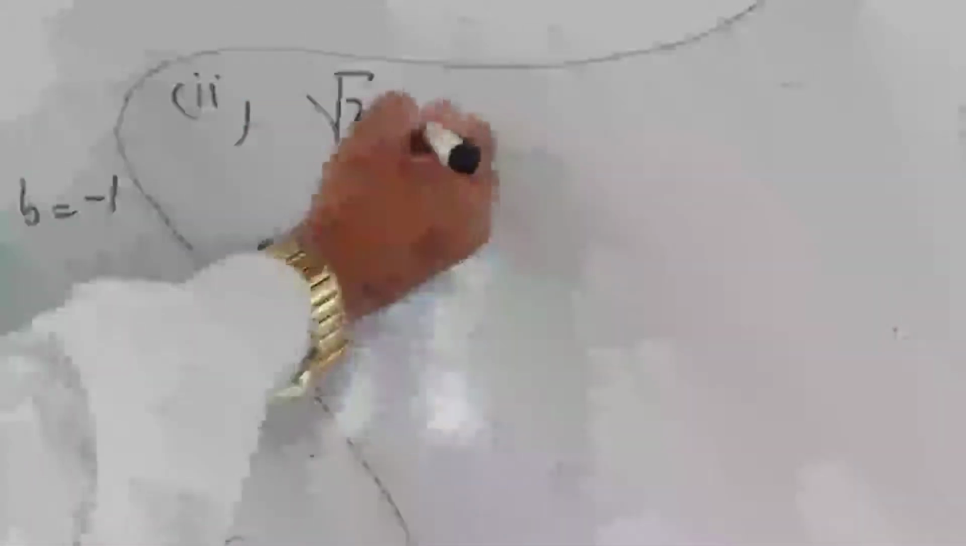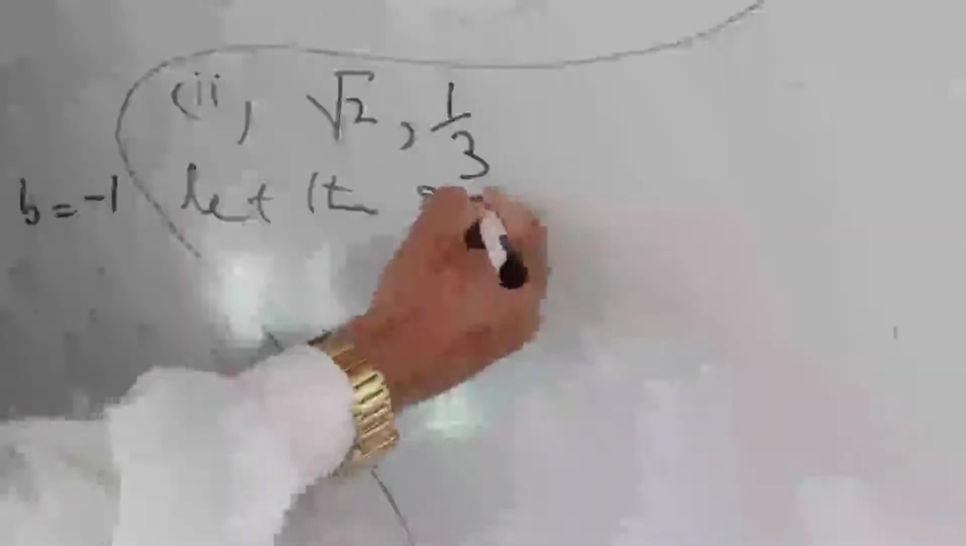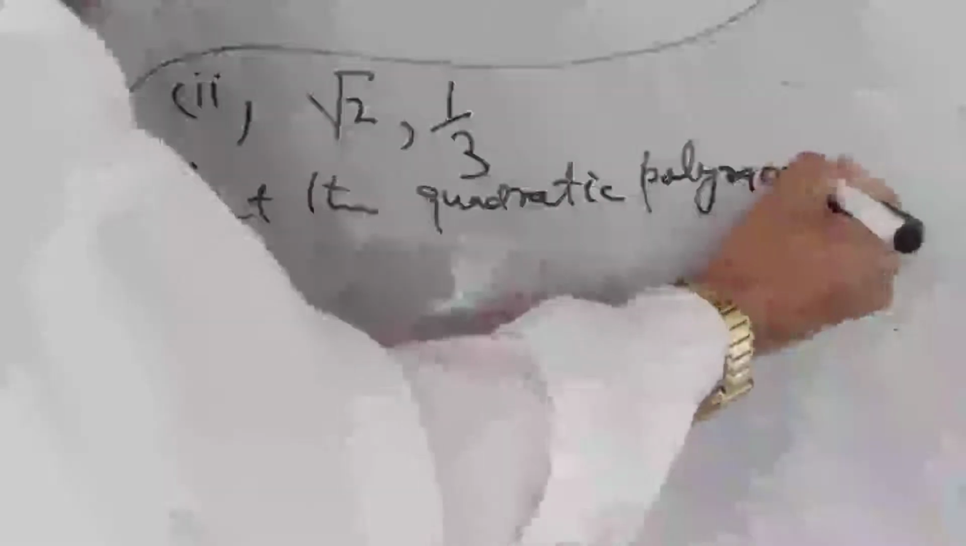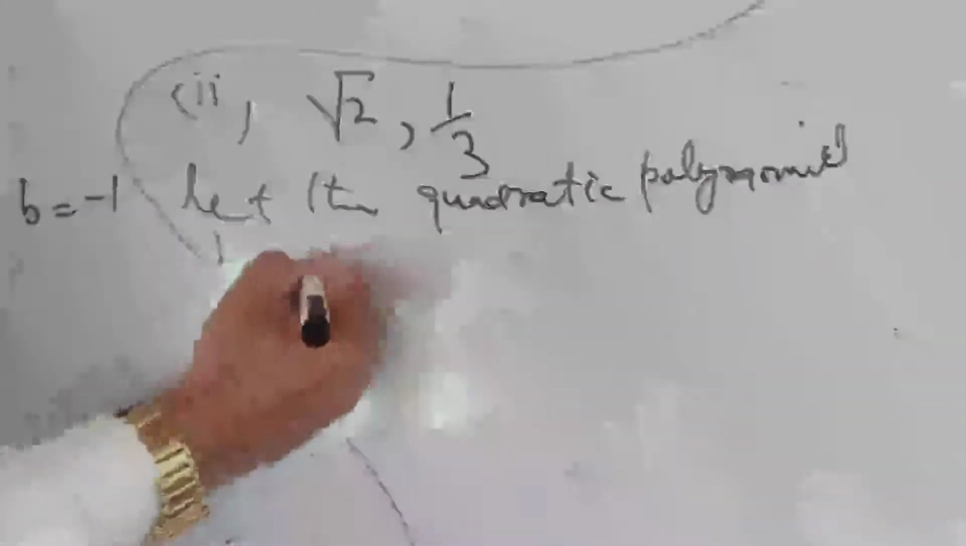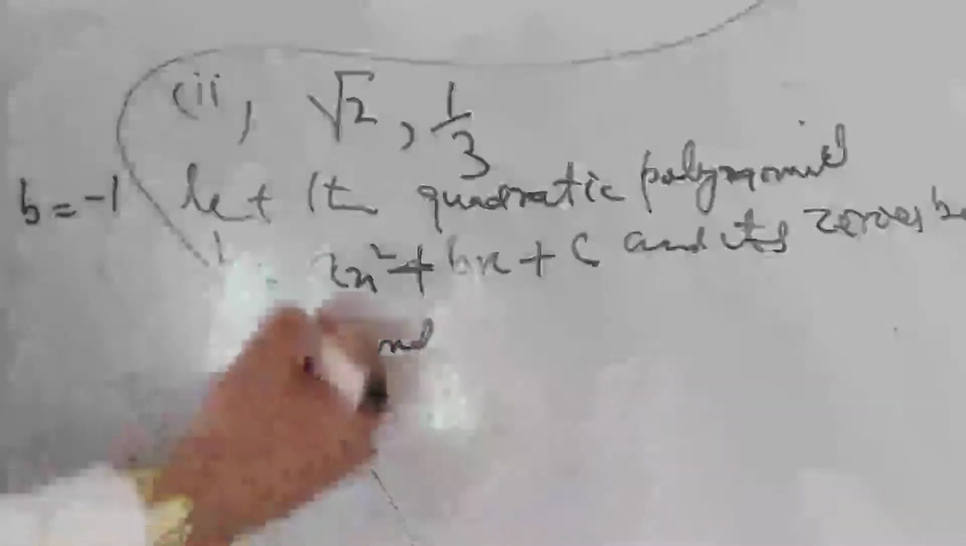So the next part of this question, the second part, that is square root of 2, comma 1 divided by 3. So this is the second part of this question, and let the quadratic polynomial be ax square plus bx plus c, and its zeros be, for now, alpha and beta.